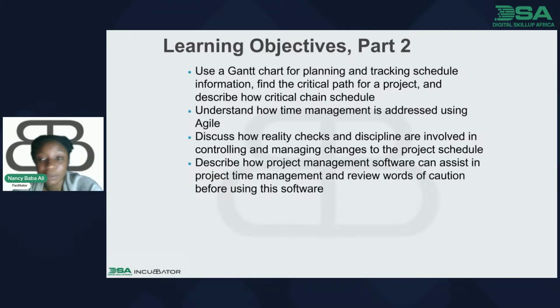And in the second objectives, part two, one of them is to be able to use a Gantt chart for planning and tracking schedule information, find the critical path of a project, and describe how critical chain scheduling differs. We're still on that. We've pretty much been able to handle some of the tasks, right?